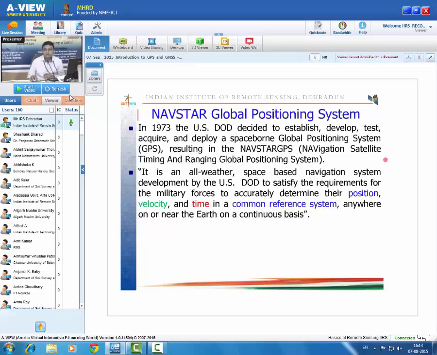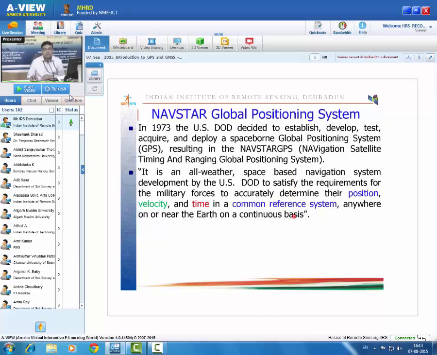Now what is the formal definition of it? The formal definition is that it is an all-weather space-based navigation system developed by the US DoD to satisfy the requirements for the military forces to accurately determine their position, velocity and time in a common reference system anywhere on or near the earth on a continuous basis. So this is basically the boundary condition with which the system has been prepared.